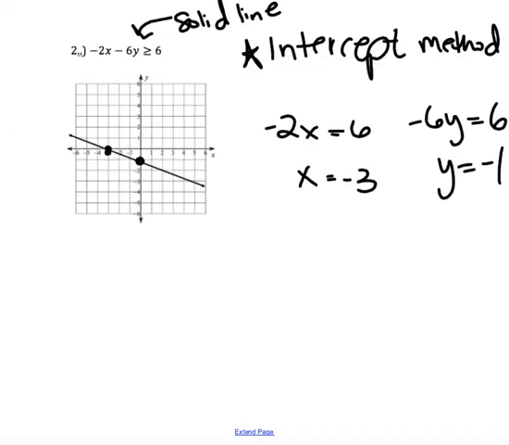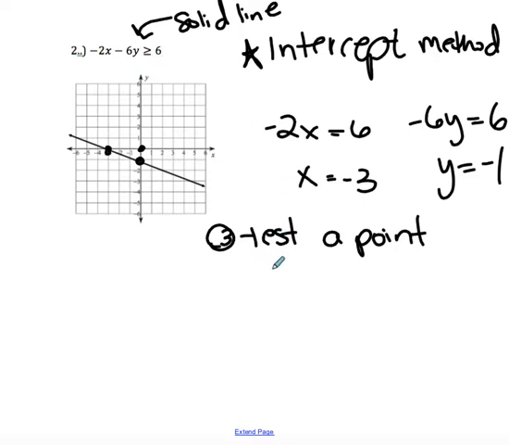And so to shade the true side for step 3, when you're in the intercept method here, you're going to want to test a point. You can pick any ordered pair not on the line, so any ordered pair from the top half of the graph or the bottom half of the graph, and we're going to plug it in for x and y. The easiest ordered pair I always test is 0, 0. As long as your line does not go through 0, 0, you can test that point. 1, 1 would be easy numbers to plug in.